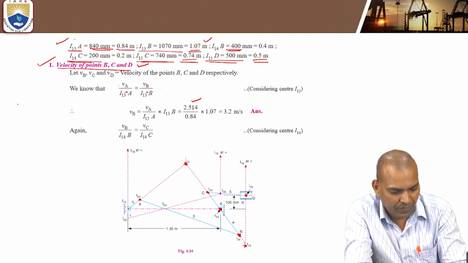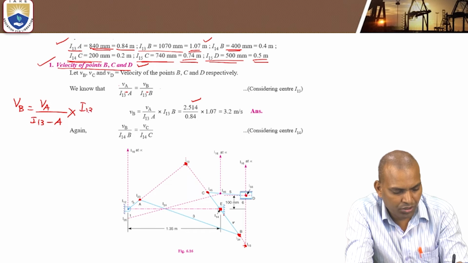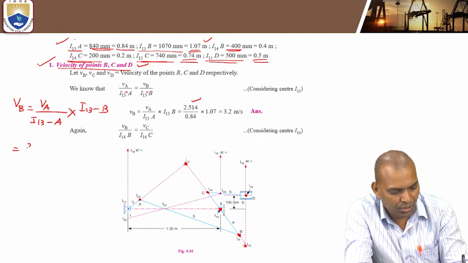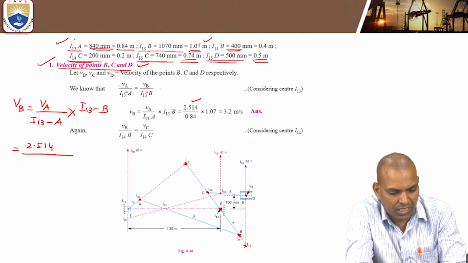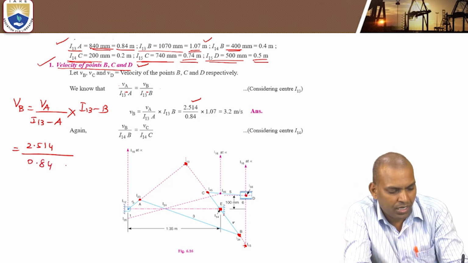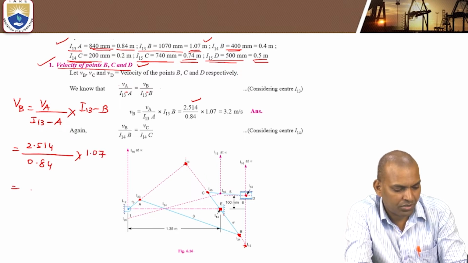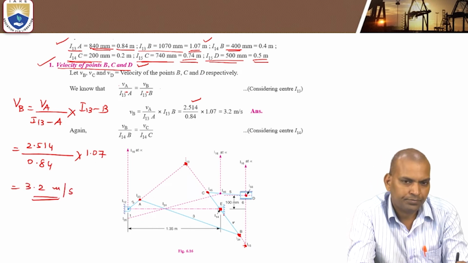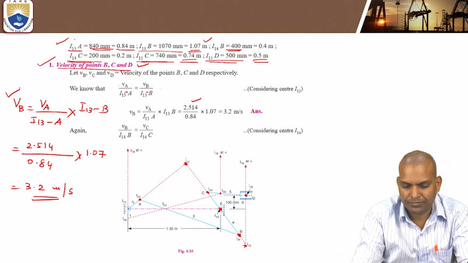We want VB, where VB equals VA by I13 to A times I13 to B. VA is 2.514 by I13 to A. What is I13 to A? The I13 distance we measured is 840 millimeters, that is 0.84. What is I13B? 1.07 meters. Now that is the velocity of point B, that is 3.2 meters per second. We calculated the velocity of B, VB.